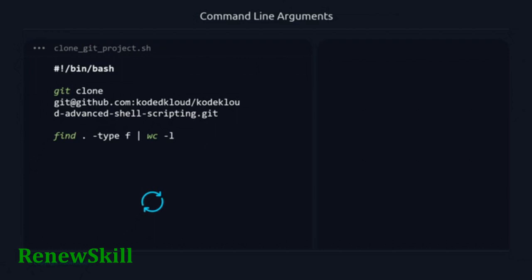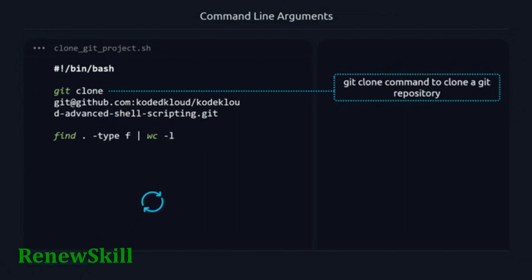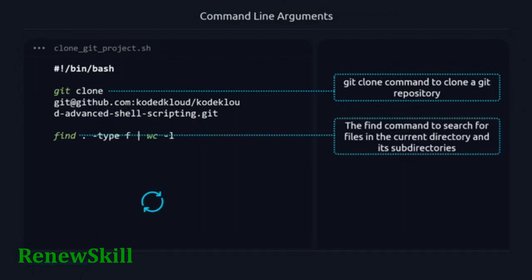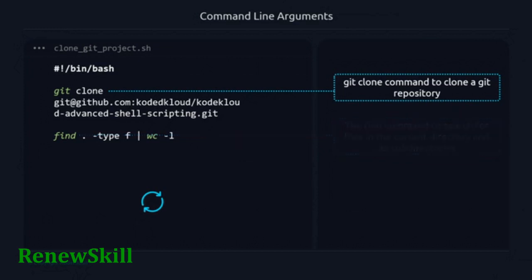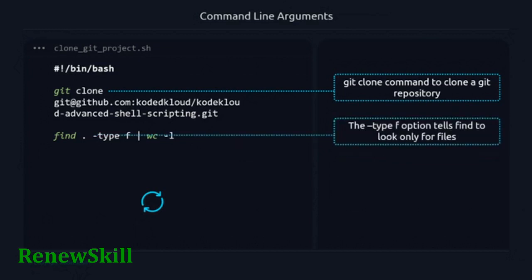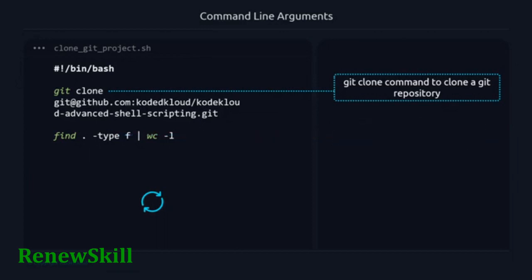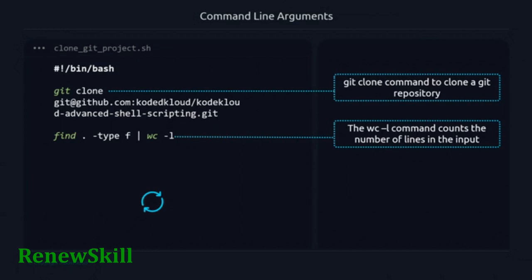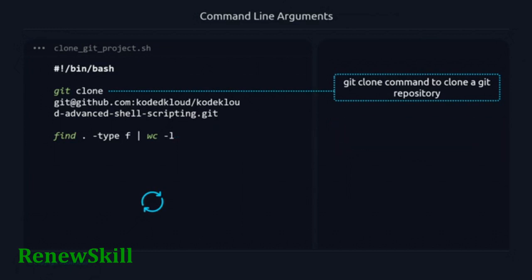This script is running a git clone command to clone a Git repository. Then, it uses a find command to search for files in the current directory and its subdirectories. The -type f option tells find to only look for files and not directories. The find command results are then piped to the wc -l command, which counts the number of lines in the input, giving us the total number of files found.